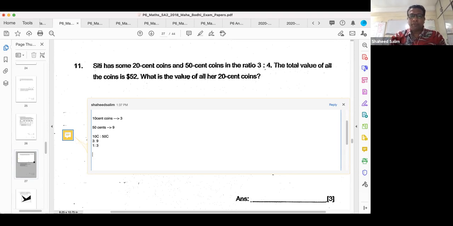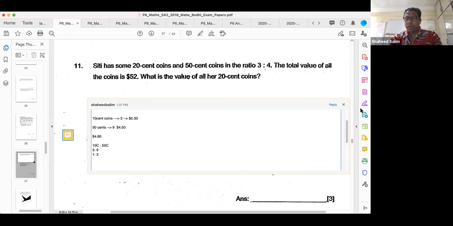Okay. Now the value of this, what is the value? It is 30 cents. Right? 30 cents. The value down here is how much? 450. Correct? So now the total value is how much? You add together, 480.